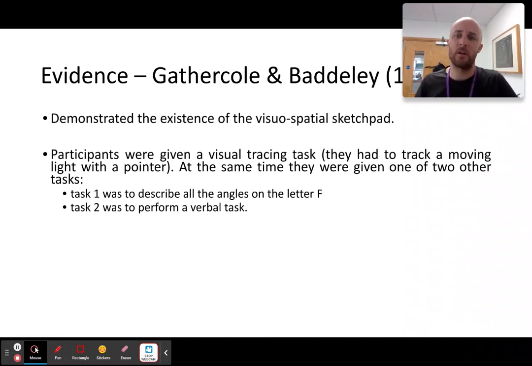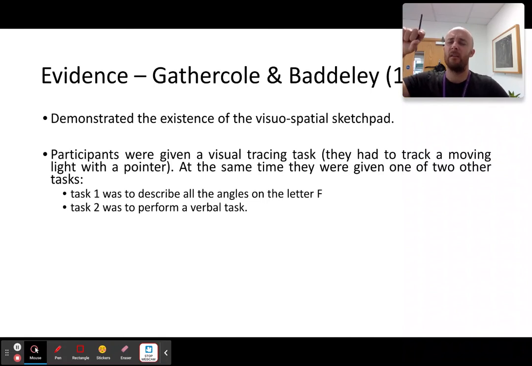The laser pen is a visual task because you're paying attention to information in your environment. You're not listening to it, are you? It's not a phonological loop. This one here is also a visual task because you're having to picture an F in your head and then work out what the angles on the letter F are, right?